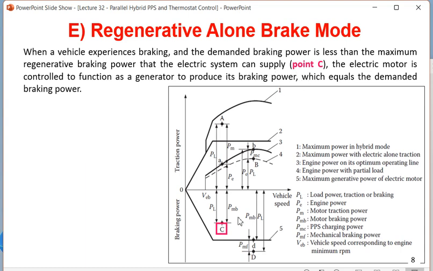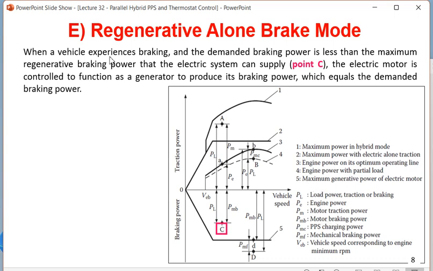That means you are at point C and this is actually mode E. What is mode E? Demanded braking power, which is called PL. So this is the load power during braking. This is PL, the braking power, because the vehicle is now trying to reduce its speed, and that speed reduction can be caused only by the PMB. What is PMB? It is given here. It is the motor braking power.